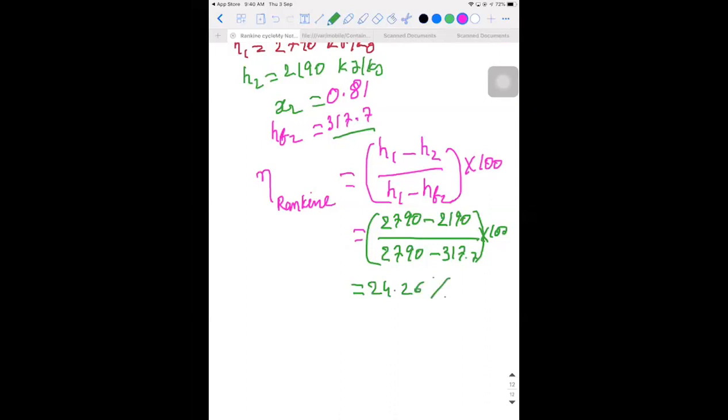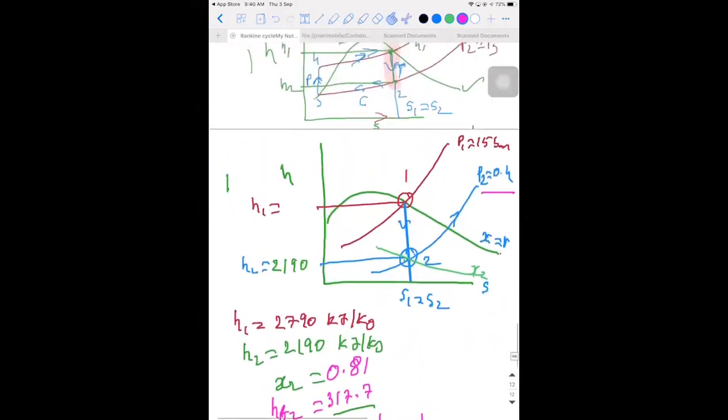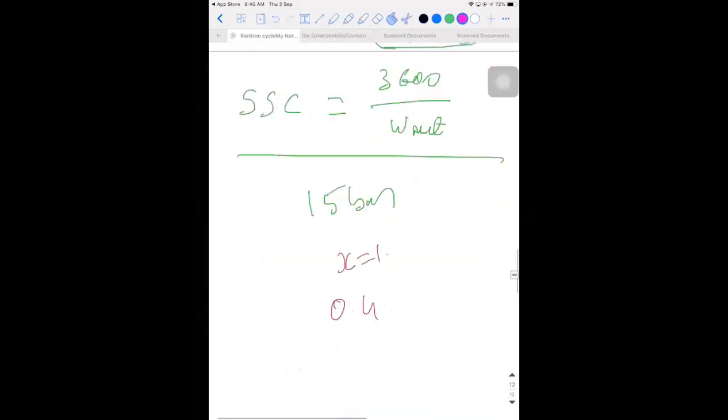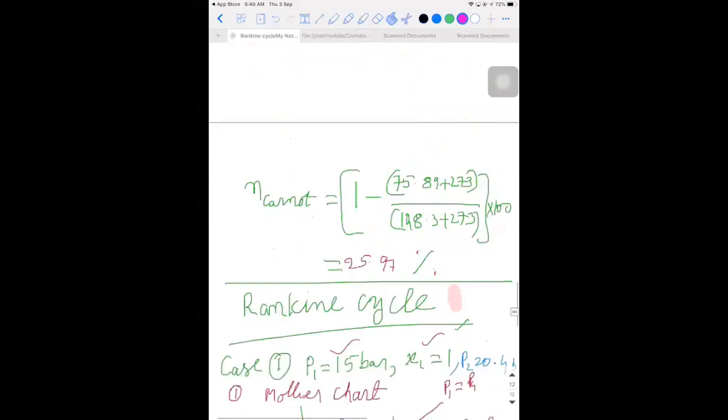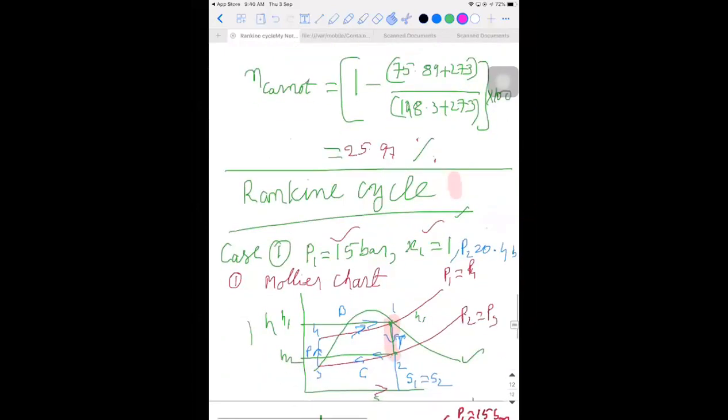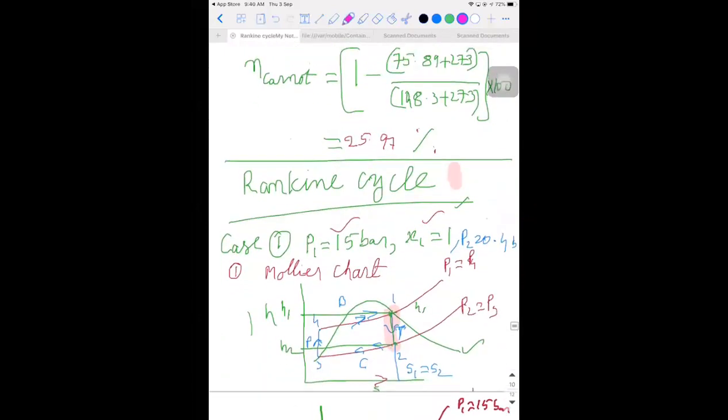So this is the value we got using the Mollier chart method. And what is the second method? Okay, so before that, what is the Carnot cycle efficiency? Sir, the Carnot cycle efficiency came around 25.97, or around 26.